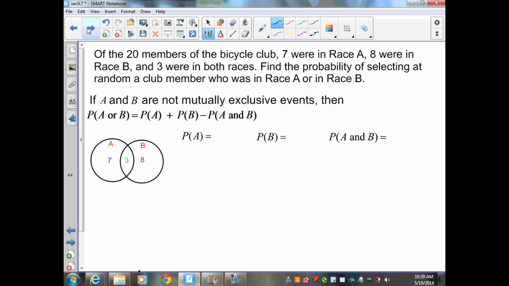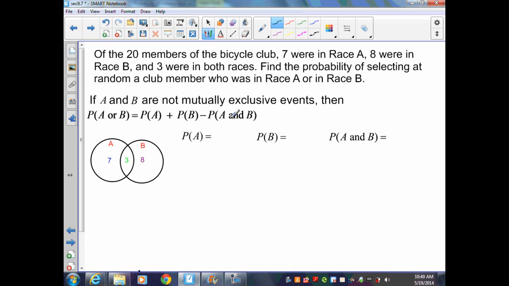Now in this problem, of the 20 members of the bicycle club, 7 were in race A, 8 were in race B, and 3 were in both races. Find the probability of selecting at random a club member who is in race A or in race B. A and B are not mutually exclusive because you could have been in both race A and B. Therefore, we need to determine probability of A or B equals the probability of A plus the probability of B minus the probability of A and B.